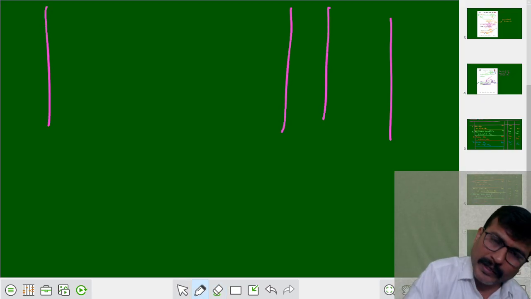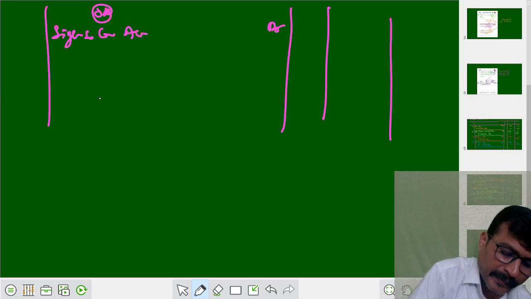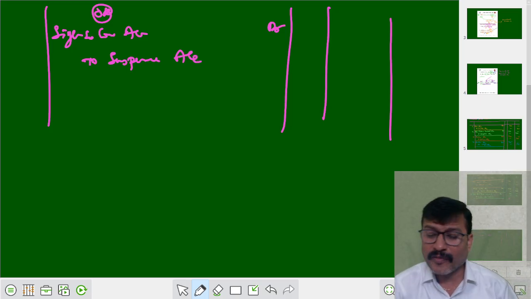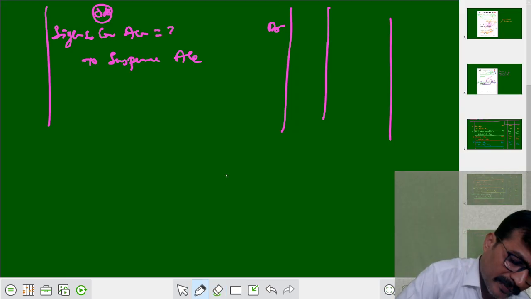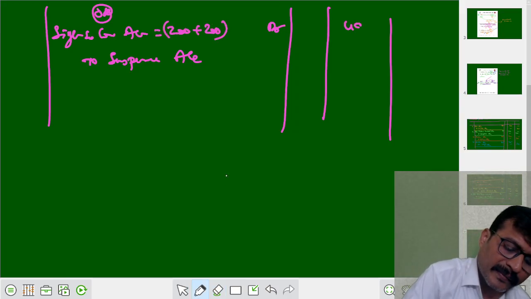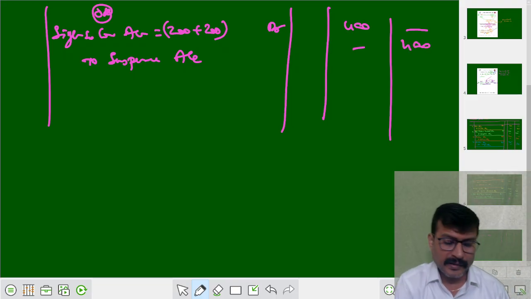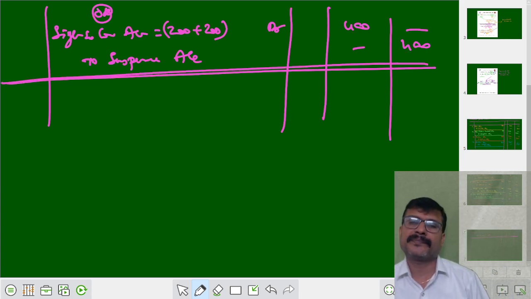Instead of writing 2 times single company, we have to write single company account debit to suspense account. Instead of writing 2 times as a single company, you take the amount as 2 times. कितना हुआ वो? 200, कुल मिला के 400 है ना. Being wrong credit to single company is rectified.